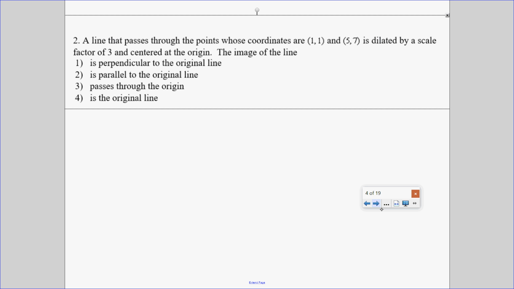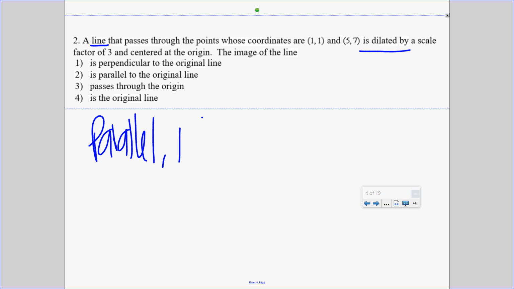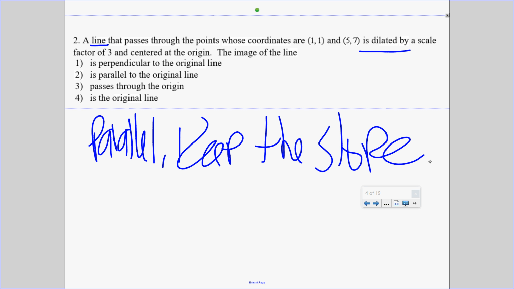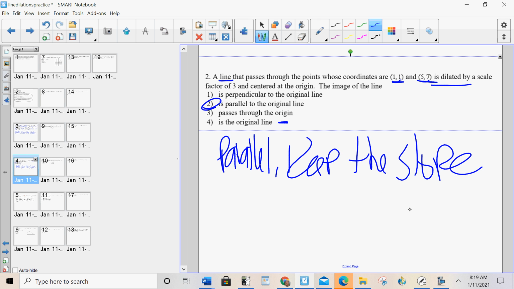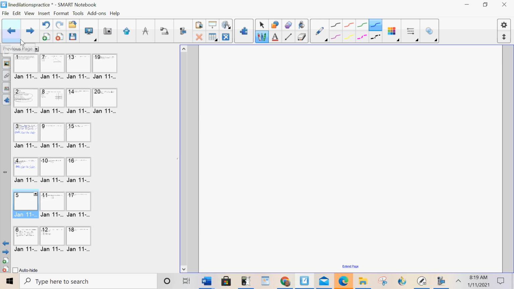A line that passes through the points whose coordinates are (1, 1) and (5, 7) is dilated by a scale factor of 3. Line dilations, parallel, keep the slope. Boom. Now, it's possible that it could be the original line if the center is on the line. I would suggest using graph paper for this, which is exactly what I should do if I'm telling you to do it. (1, 1) and (5, 7).